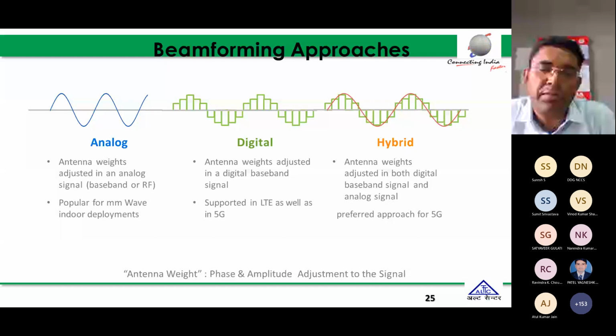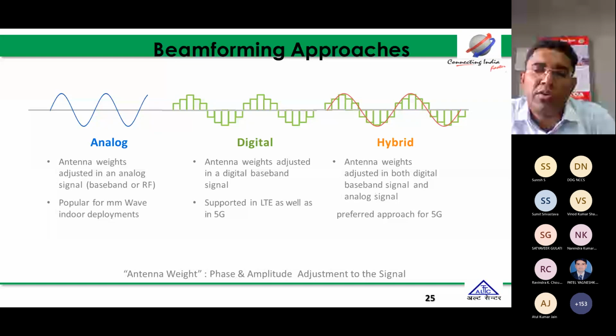Antenna weights means phase and amplitude of the signal. Right? In the analog case, the antenna weights are adjusted in the analog domain, or you can say the RF domain. And in the case of digital beamforming, the antenna weights are adjusted in the baseband domain or digital domain. And hybrid is a combination of both analog as well as digital.